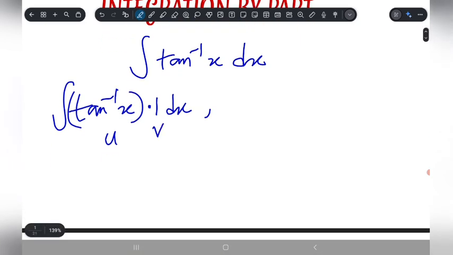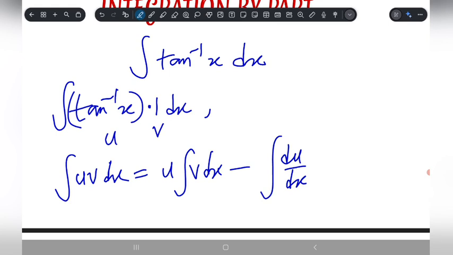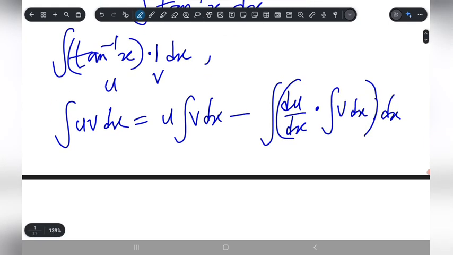In integrating the value of u v dx, there is a common formula: u times the integral of v dx, minus the integral of du/dx dot the integral of v dx, all total dx. So we are now going to apply the values of u and v into this formula.